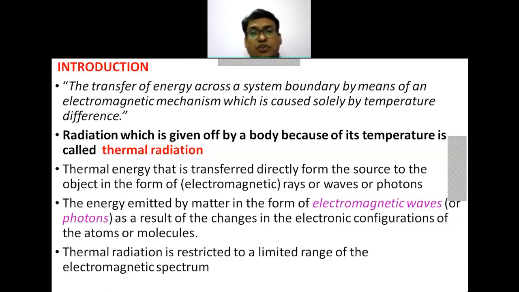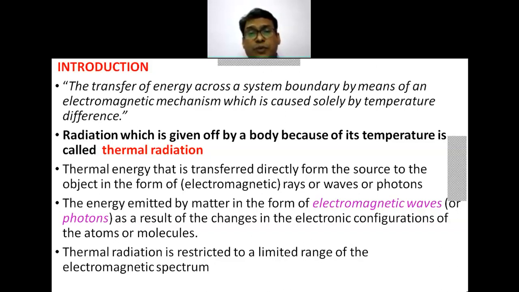Then coming to the definition of radiation: it is the transfer of energy across a system boundary, the exchange of energy between the system and the surroundings by means of an electromagnetic mechanism. Electromagnetic mechanism is the most important terminology, which is caused solely by the temperature difference. Radiation given off by a body because of its temperature is called thermal radiation, and that is why it is talked about as radiation energy.